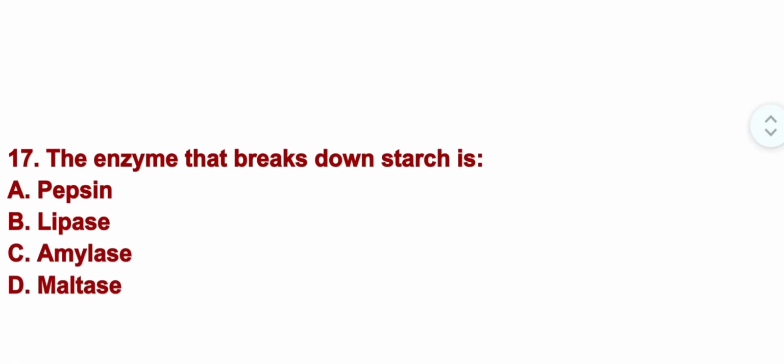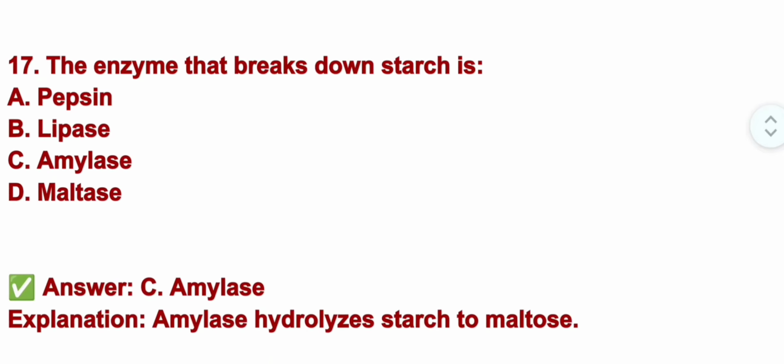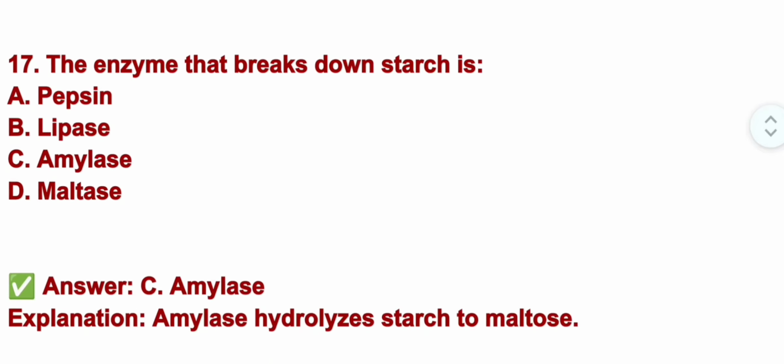Question number 17. The enzyme that breaks down starch is? The correct option is option C. Amylase. Amylase hydrolyzes starch to maltose.